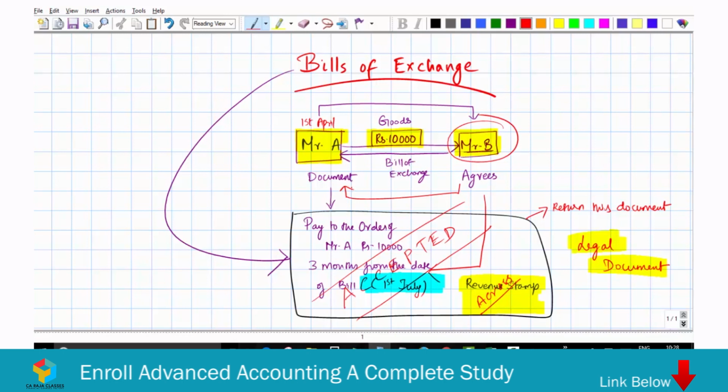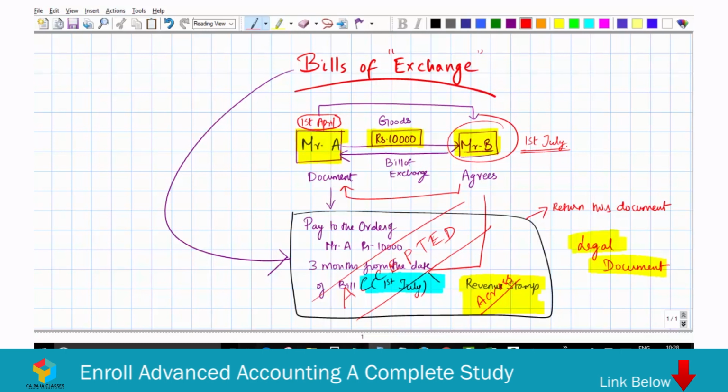Okay, so this is how it operates, and this document basically gives a guarantee, a security for Mr. A. Fine. So this is about bills of exchange, and why we use the term exchange. I mean, it can also be transferred. Okay, number one. Number two, it can also be presented with a bank, and money can be availed even earlier. What does that mean? Let's say Mr. A has sold the goods on 1st April, and Mr. B is going to make the payment only on 1st July, because he had given the guarantee document, right? He signed the bills of exchange.